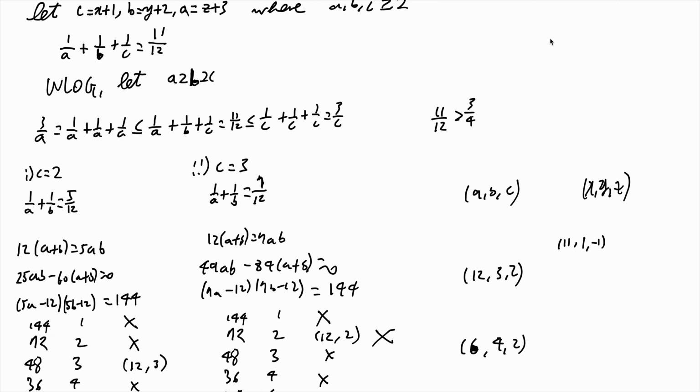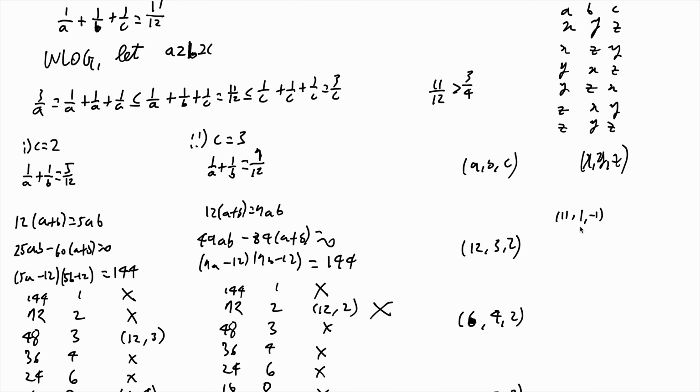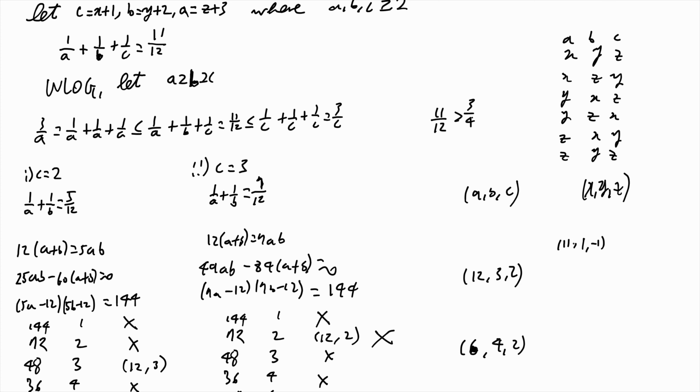So wait, I think I need to write them. Wait, I think A, B, C. I'm confused. I need to write them. A, B, C, X, Y, Z, X, Z, Y, Y, X, Y, Z, X, Z, Z, X, Z, X, Y, Y, Z. Okay, so this was our first case. Obviously it didn't work.